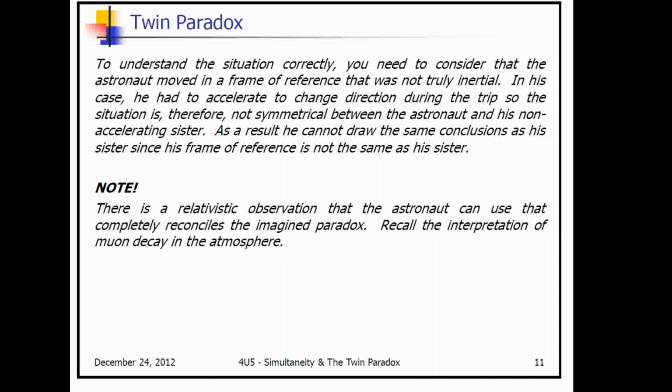The note here says there is a relativistic observation that the astronaut can use that completely reconciles the imagined paradox. If you remember the interpretation of the muon decay in the atmosphere, that muon experiences its time at its certain lifetime length, which I can't recall exactly what that length was. Regardless of how fast it's moving, it will still experience the same time. The observers would experience it at a different time.